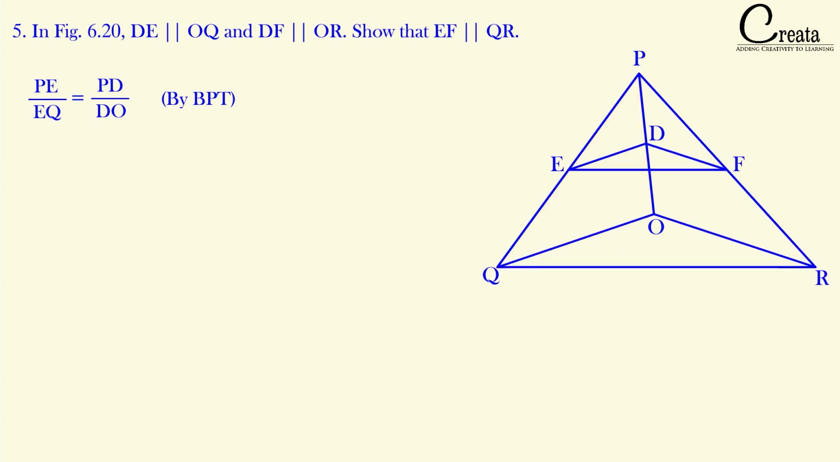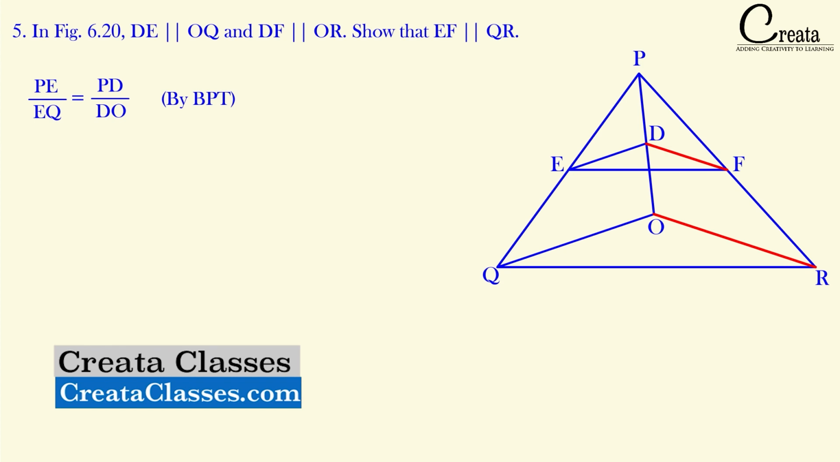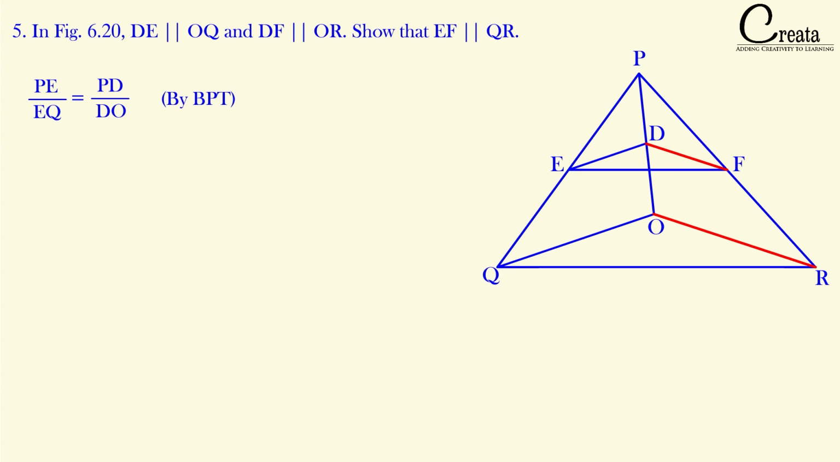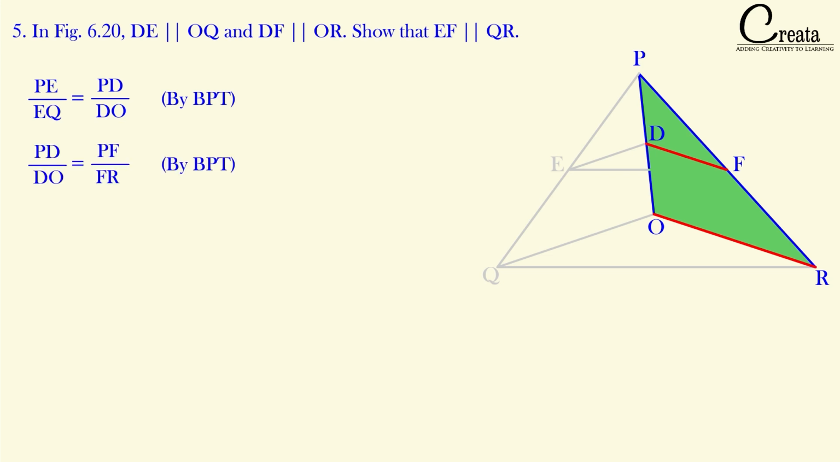Further, let's move to the next parallel line segments, that is DF and OR. So identify the triangle around these two parallel lines. The triangle is POR. So we can apply the BPT theorem here. We got PD upon DO is equal to PF upon FR. Got it? The simple BPT theorem we have applied. The ratios will be equal.